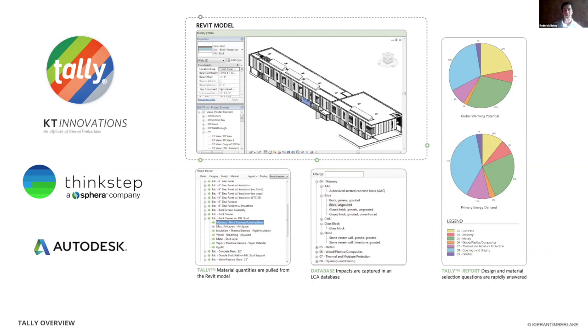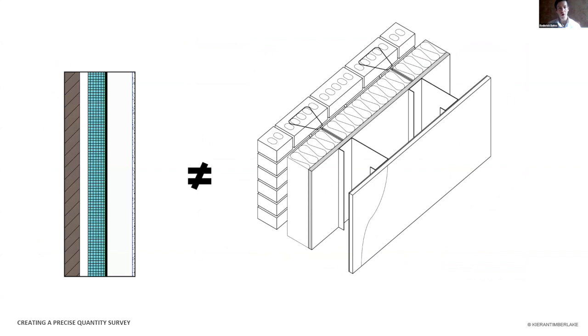Then you combine that bill of materials with a database of impacts that come from ThinkStep. And then at the end result, you get a highly legible Tally output report. So what is the crux of the challenge, at least as we see it, in performing a life cycle assessment? I mean, it's an easy concept, right?